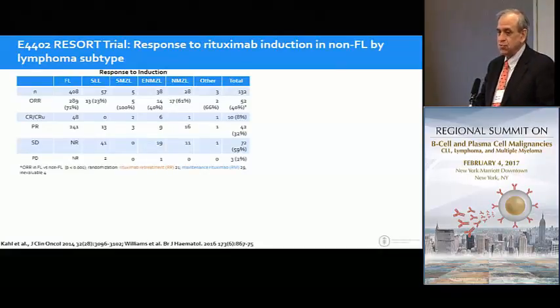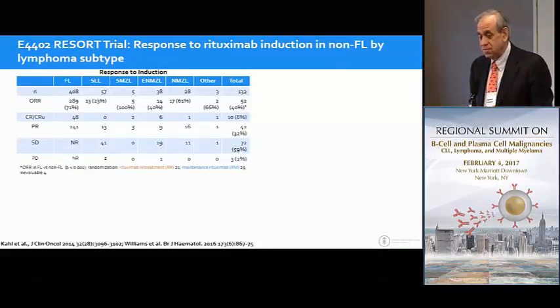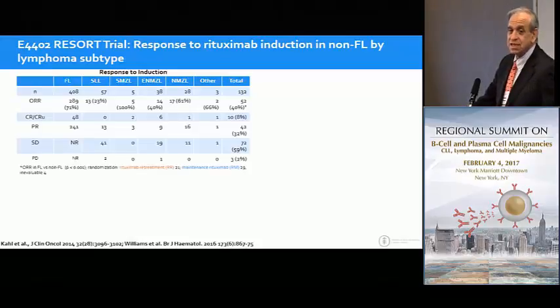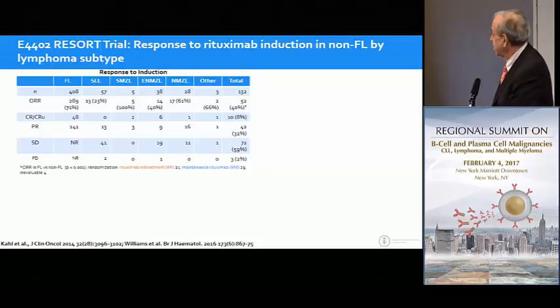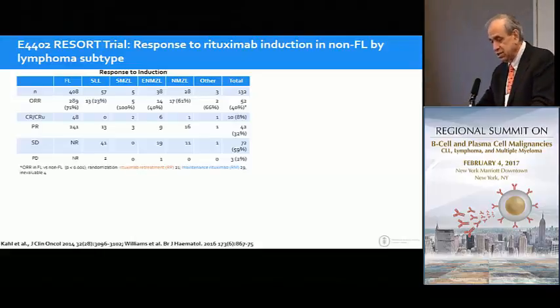If we look at the results, now I've combined the 2 arms of the study. There was a follicular and a non-follicular study. And one of the things that's really important to see here is the single-agent response rate for follicular lymphoma was 71%. For the non-follicular lymphomas, we had splenic marginal zone lymphoma, 100%. We had small lymphocytic lymphoma, 23%. So when we look at non-follicular versus follicular, there was a highly statistically significant difference in the response rate.